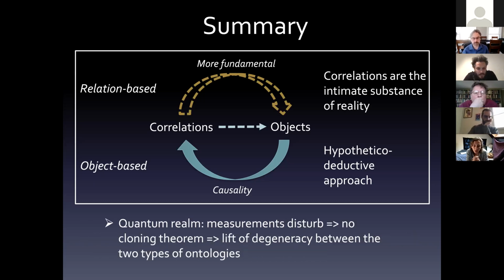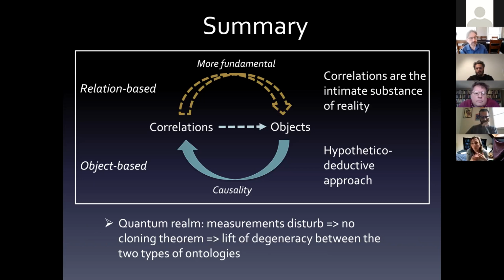In the quantum realm, it's becoming more difficult because, as you all know, measurements disturb. And there is the no-cloning theorem. And this no-cloning theorem induces some sort of lift of degeneracy between the two types of ontologies. And so the game would be to find a third path or a synthesis.